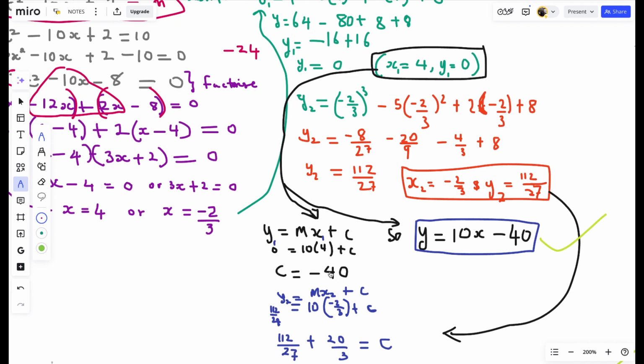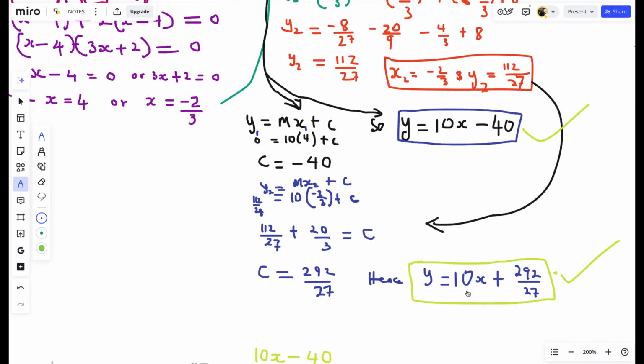So once you get c equal to negative 40, you come back to this same equation, y equal to mx plus c. You write your y equal to your m, which is 10, so 10x, and your c, minus 40. This is your first equation of the straight line, the first equation of the tangent. Now we use the second values for x and y to get our c2, and then we substitute into the equation of the straight line, then we get the second tangent.